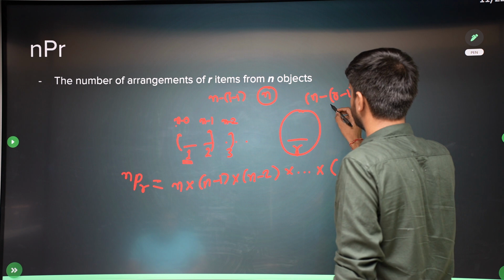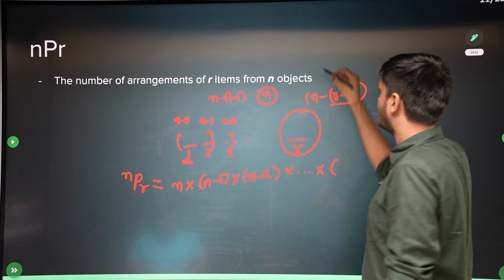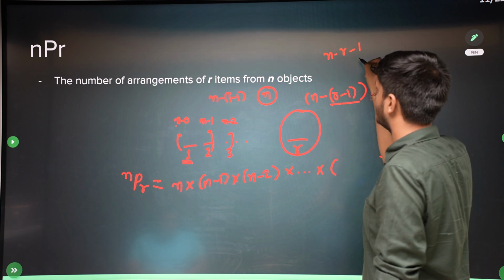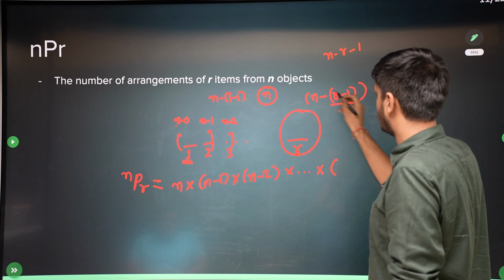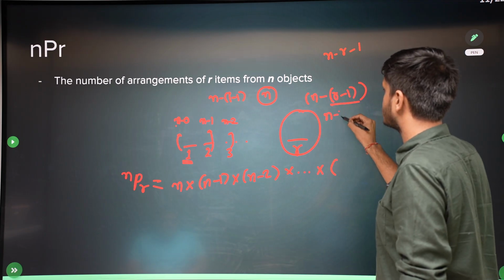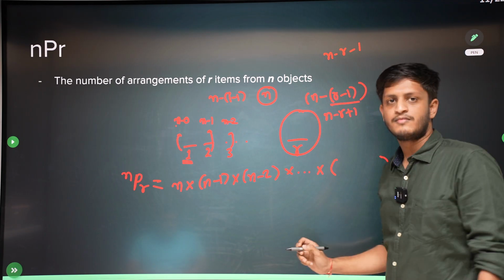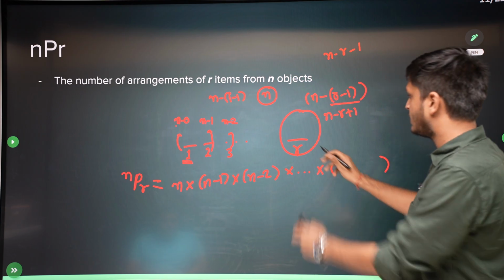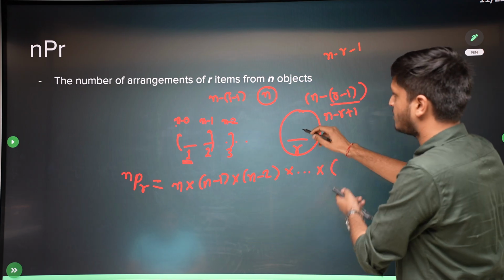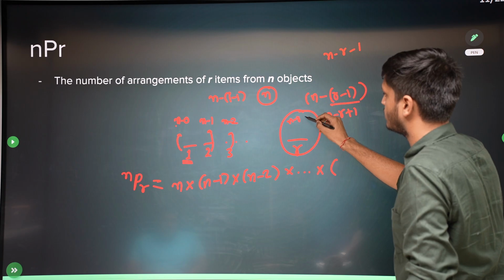Don't forget to add this bracket. Okay, don't write it this way, n minus r minus 1. This is wrong. If you expand this bracket, it will come out to be n minus r plus 1. I hope you got it, right? So for the rth place, just extrapolate, you will have n minus r plus 1 options.